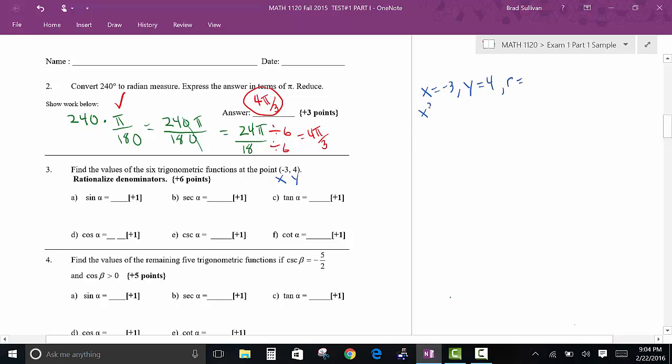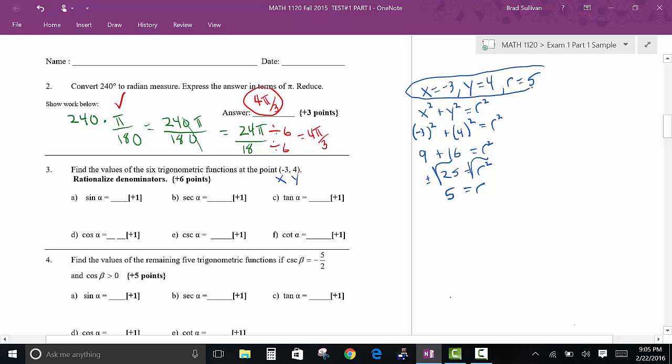So we know that x squared plus y squared equals r squared. So we would have x equals negative 3 squared. Y is 4. That's equal to r squared. So that's going to be 9 plus 16 equals r squared. So that's 25 equals r squared. So you do the square root of both sides. Technically, you always do a plus or minus, but a radius is always positive. So in this particular problem, what we would have then is we would have this information right here.